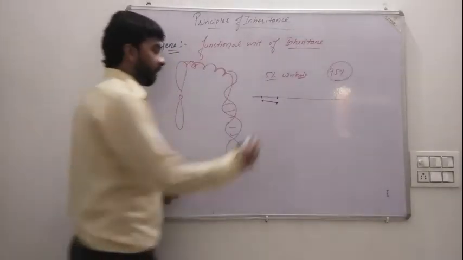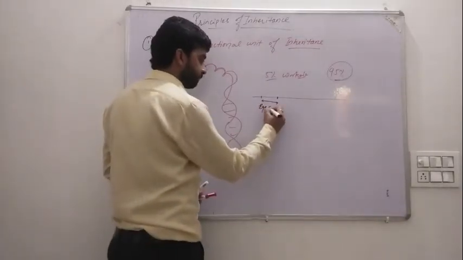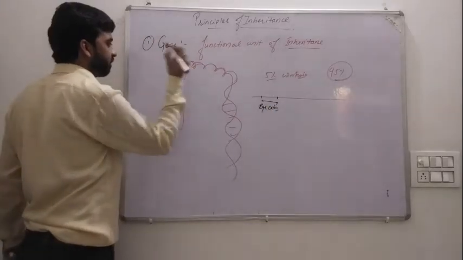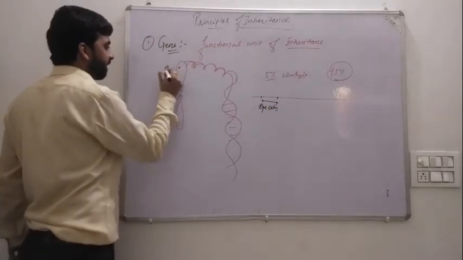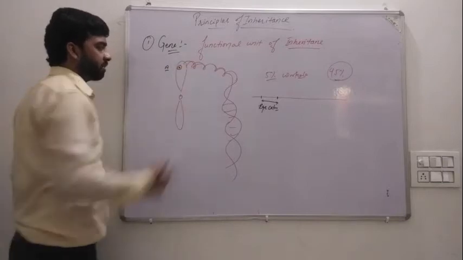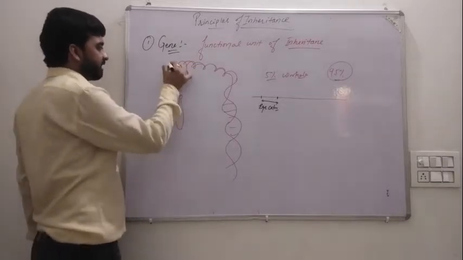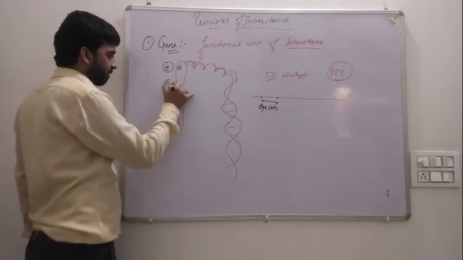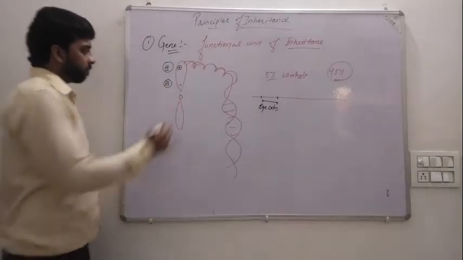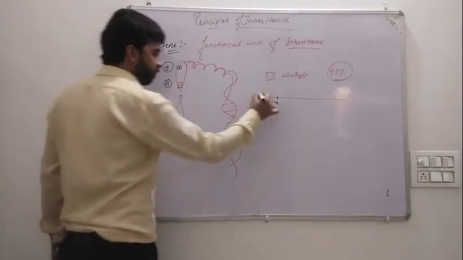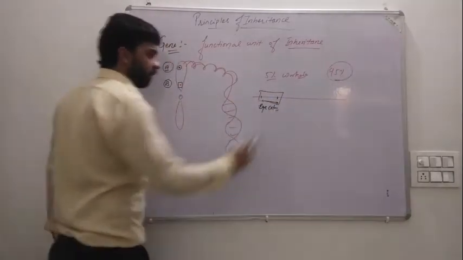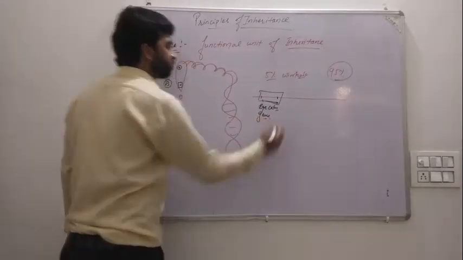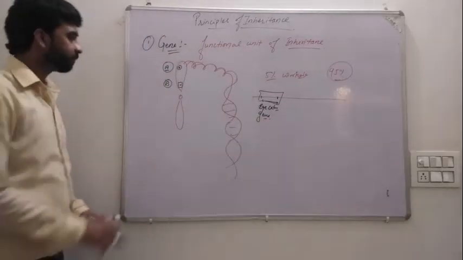For example, eye color. We mark it here as A. This position is characterized for a character A and this position is characterized for a character B here. So the position or a part of DNA which is functional in a whole strand of DNA is called a gene here.